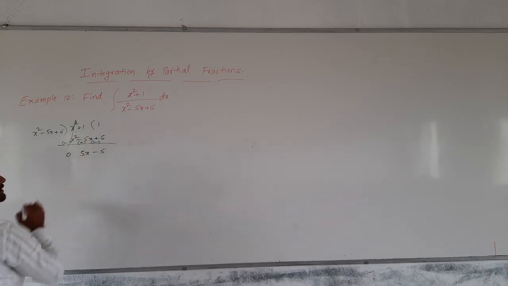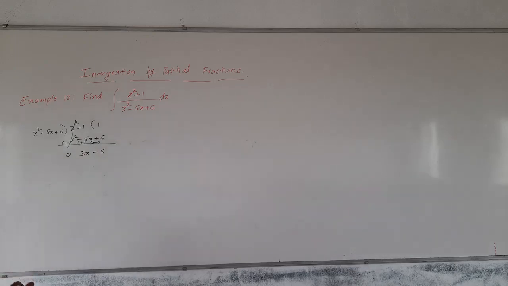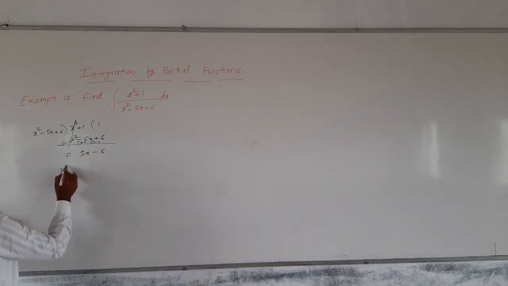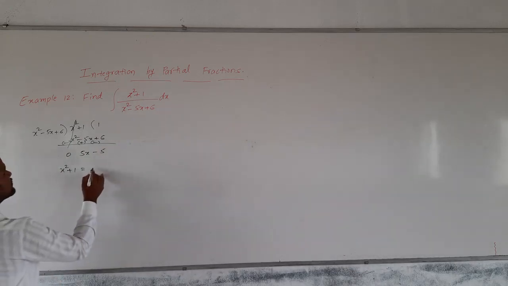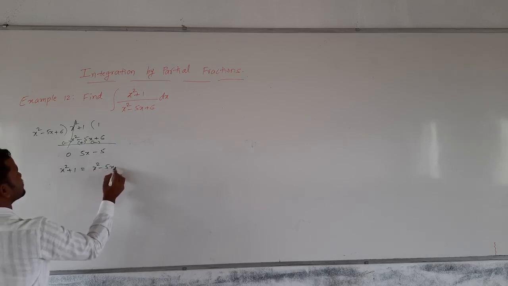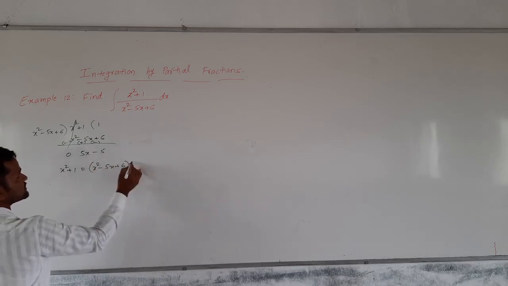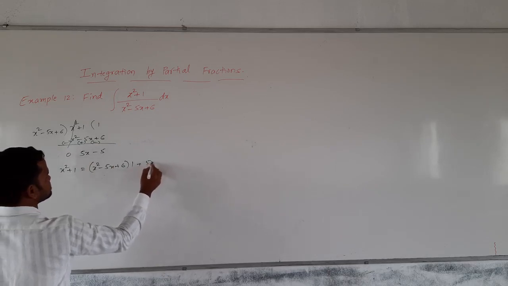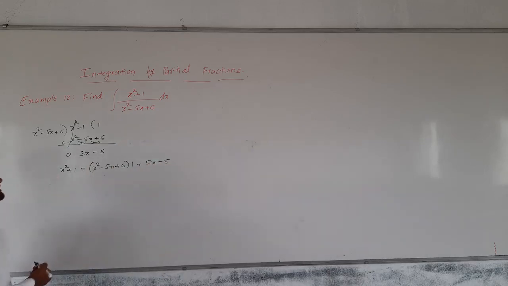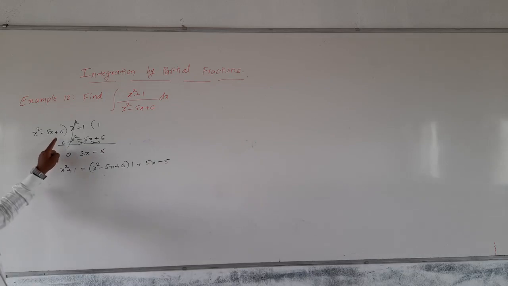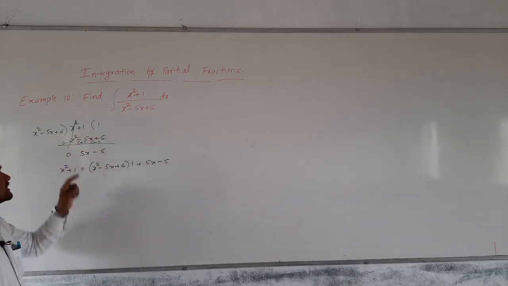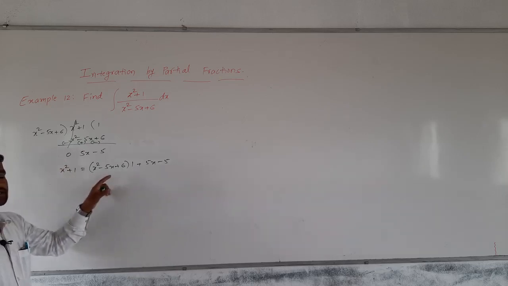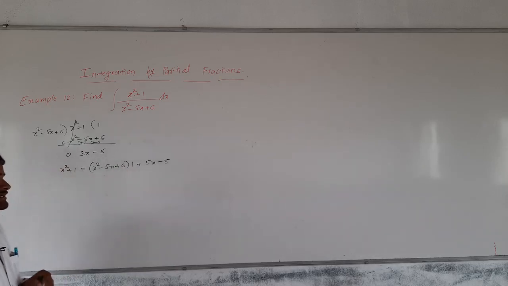minus 5. Okay, you can observe here we have dividend x square plus 1. Dividend is equal to divisor into quotient plus remainder. X square plus 1 is equal to x square minus 5x plus 6 into 1 plus the remainder.